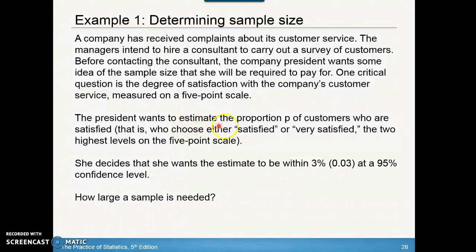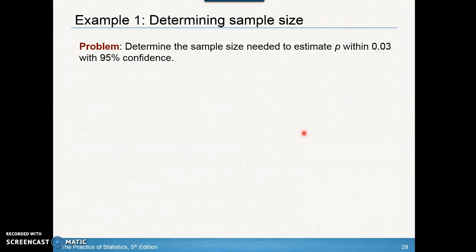So because the president wants to estimate the proportion of customers who are satisfied, which is either satisfied or very satisfied, the two highest levels on the 5-point scale, in that case our p-hat here is going to be 2 out of 5, because those are the two that we're actually looking at, okay?